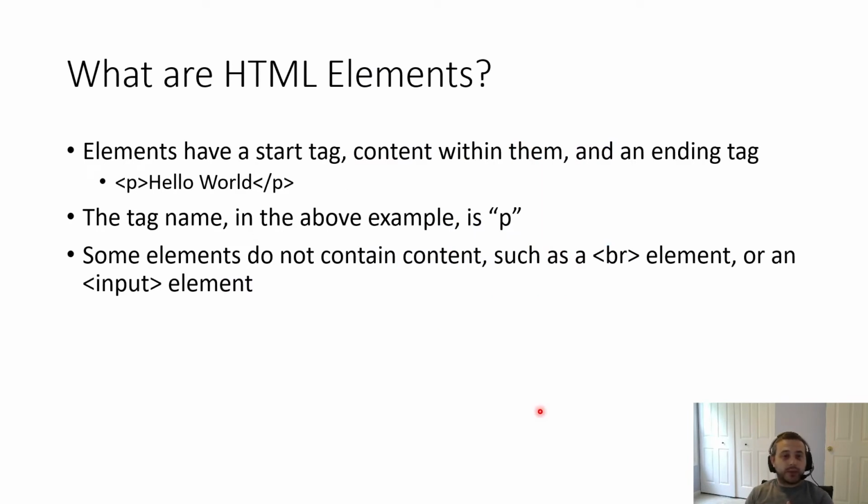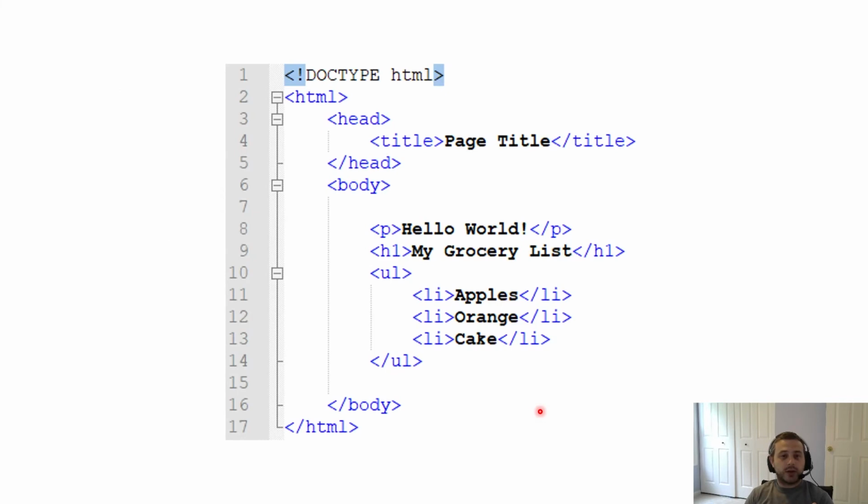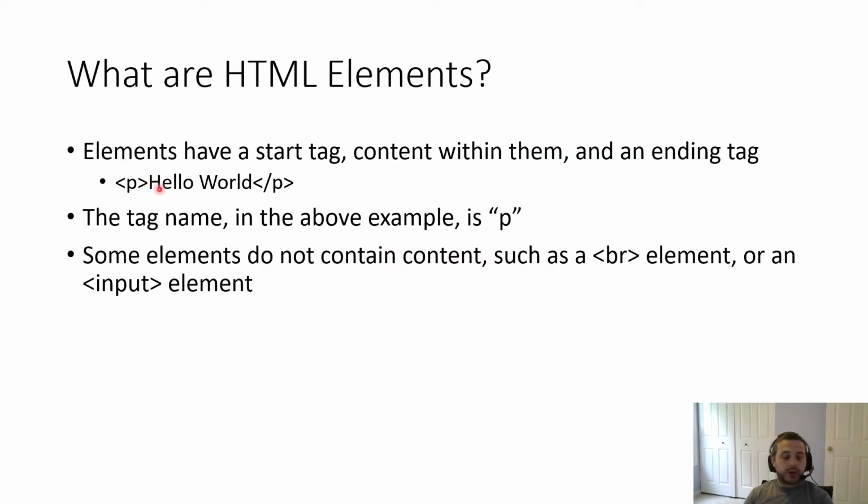So what are HTML elements? Elements, as you saw here, have start and end tags. This is the start tag and this is the end tag right here, and within them is the content. The p right here is the tag name. This is the content, this is the tag name, and altogether this is an element. Some elements do not contain content, such as a BR element for a break, or an input element. Input elements don't have ending tags either.